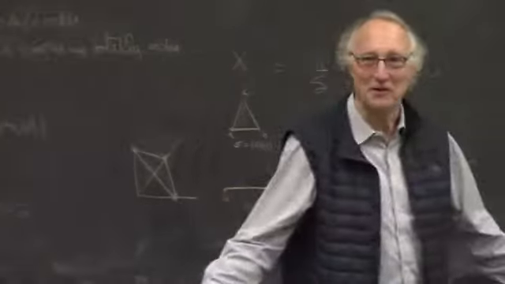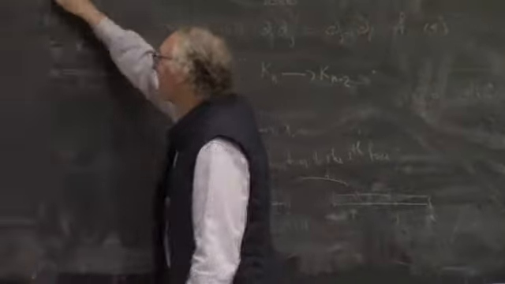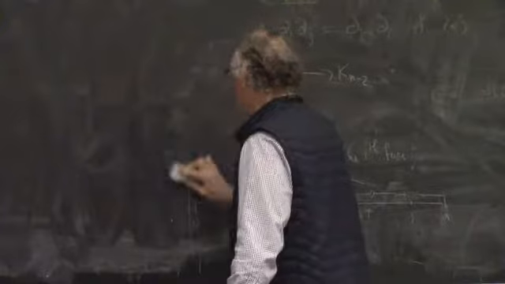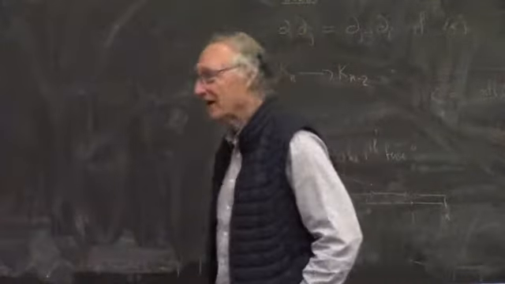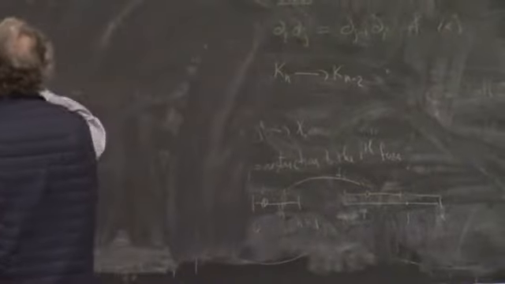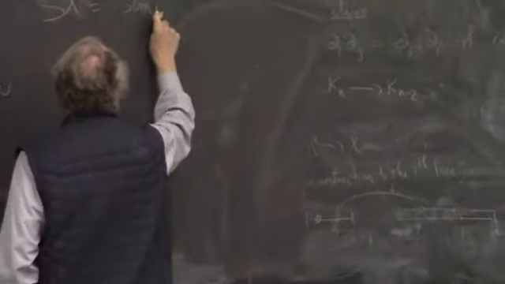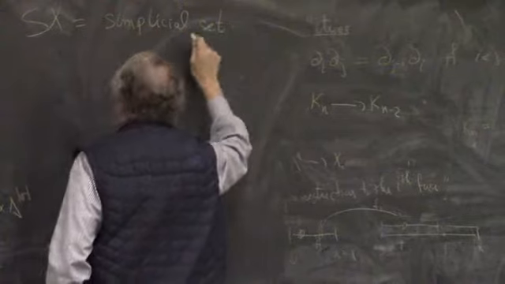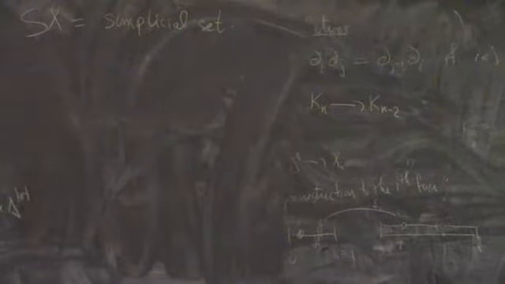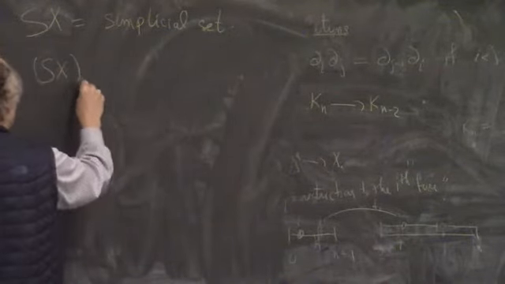I thought you only knew what a simplicial complex was. I was assuming that. All right, so now I'm going to define a simplicial set associated with a simplicial complex. So now I want to define S of X, the simplicial set associated with this simplicial complex. So X is still a simplicial complex here.